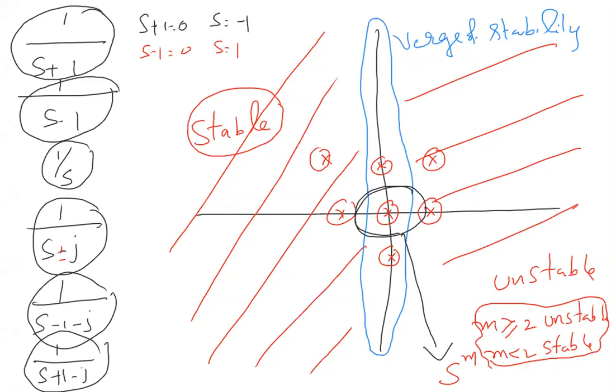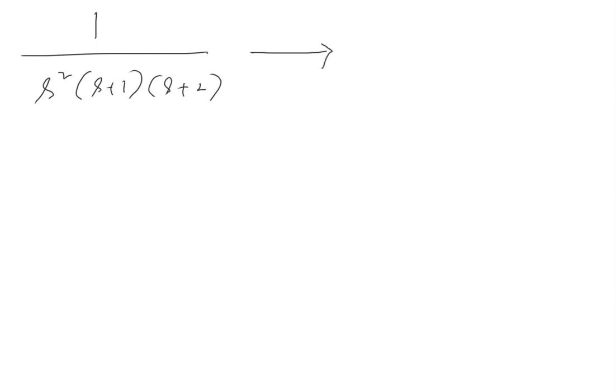So, root at the origin. If you have a single root at the origin, it is stable. If you have multiple roots at the origin, it is unstable. Let's practice. Let's say 1 by s square into s plus 1 into s plus 2. Is this transfer function stable or unstable?